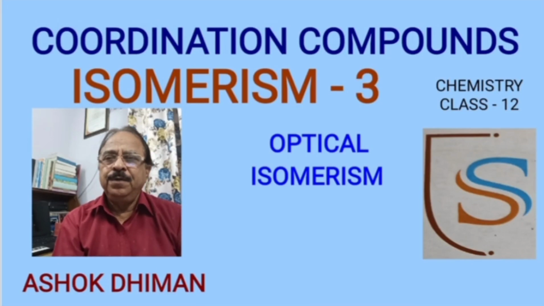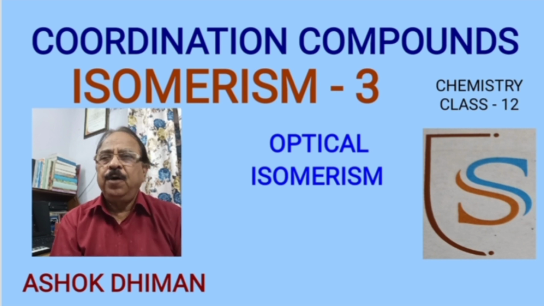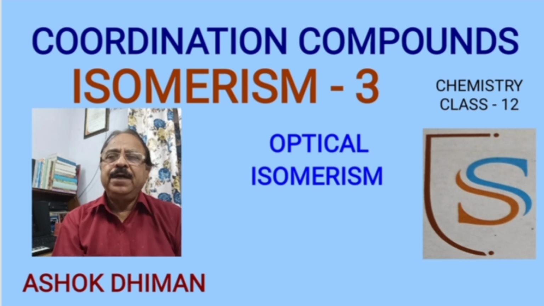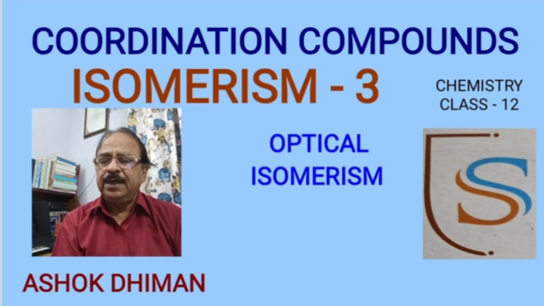I told you that stereoisomerism is of two types. One is geometrical isomerism, which we have already studied, and the second is optical isomerism. Today we will study optical isomerism in coordination compounds. Now, before we study this optical isomerism, we have to understand what is plane polarized light.